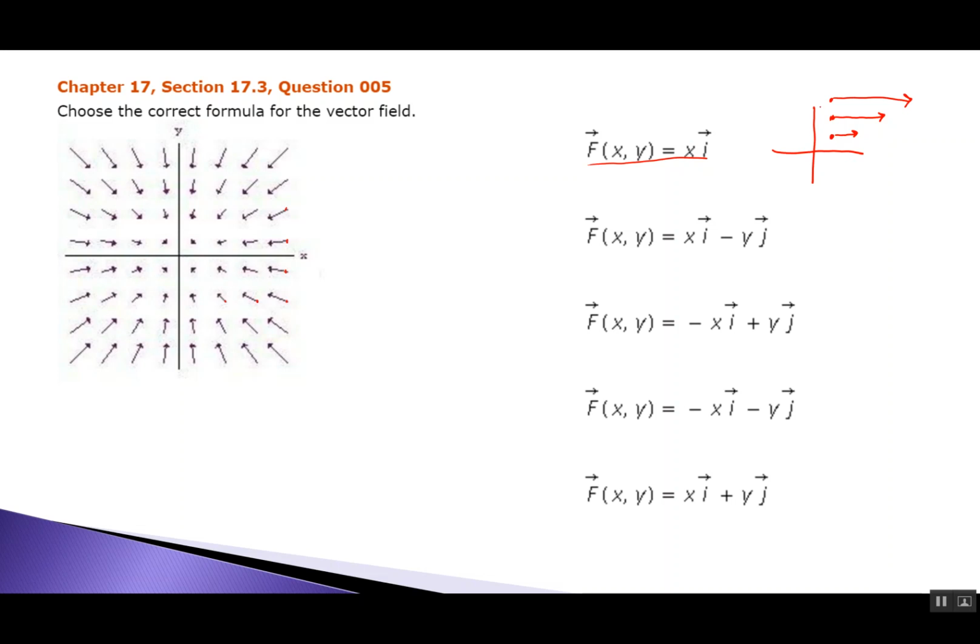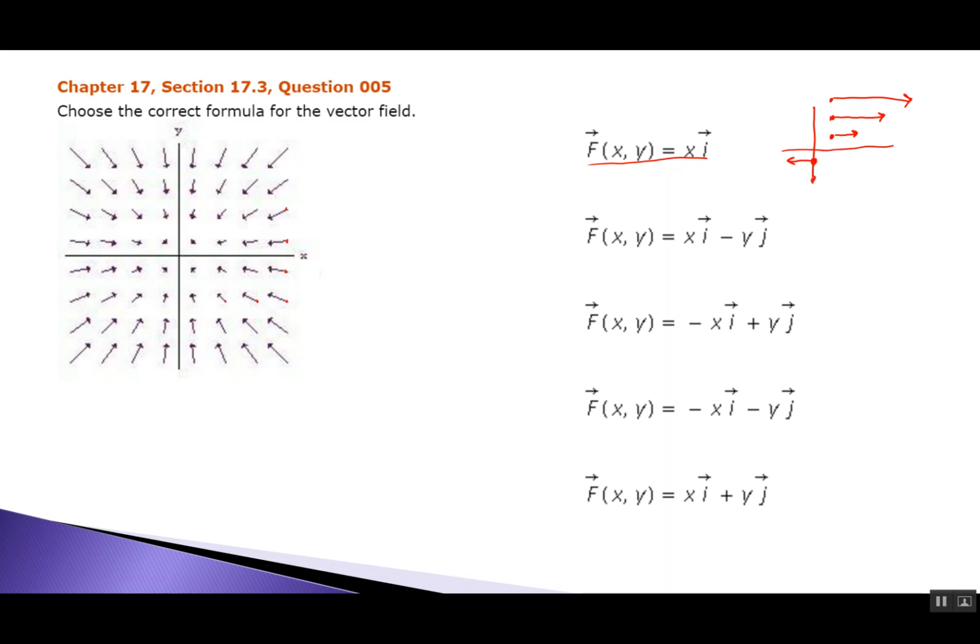Let's do a few more examples, though. If I'm at the point -1, 0, that's going to be -1i. So there's my vector. Let me get rid of that little piece. Whoops.